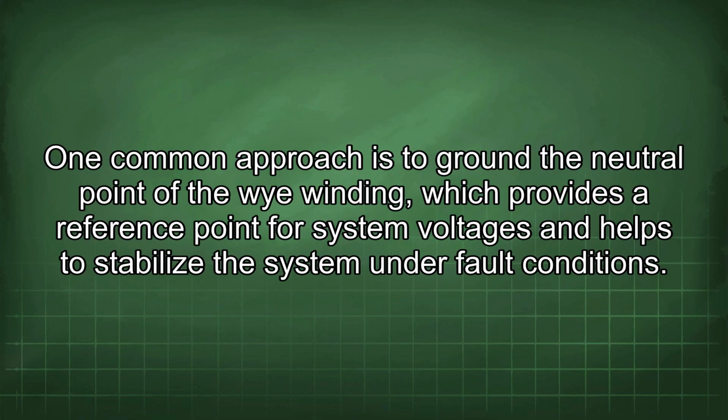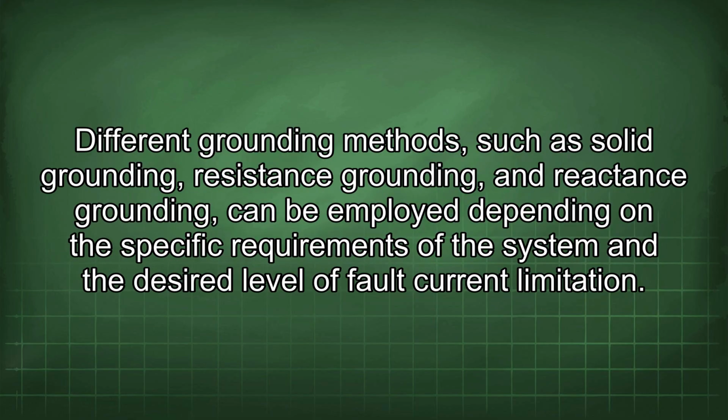One common approach is to ground the neutral point of the Wye winding, which provides a reference point for system voltages and helps to stabilize the system under fault conditions. Different grounding methods, such as solid grounding, resistance grounding, and reactance grounding, can be employed depending on the specific requirements of the system and the desired level of fault current limitation.